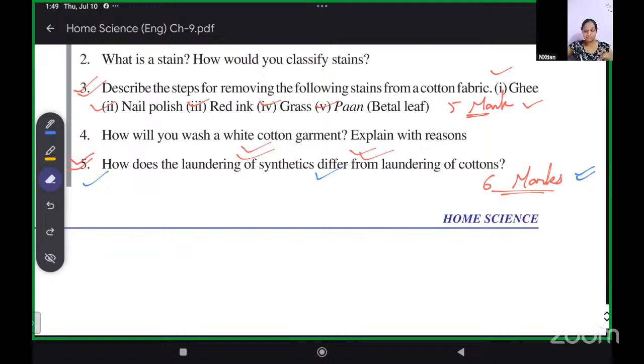What you can do is put the headings in black and the content part in blue pen. For example, in Amaze's answer, "Steps for removing the following stains are as follows" can be written in black. Then "removal of ghee stain" in black, then "wash the cotton garment till sunlight" in blue. Then point two, "removal of nail polish stain" in black, then the content in blue. Then "removal of ink stain" in black, then the inside content in blue.